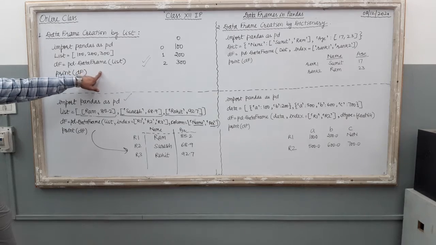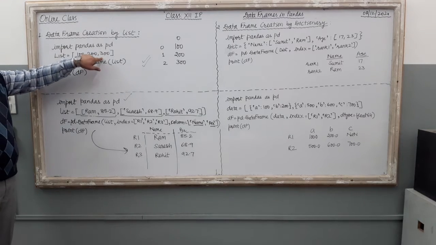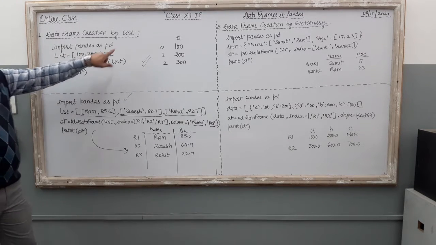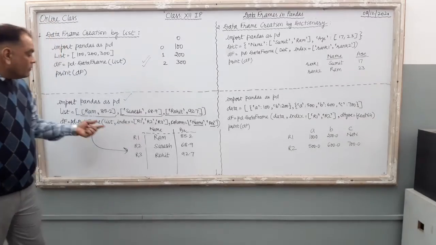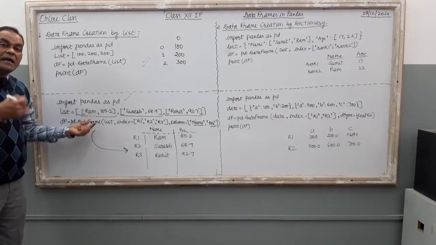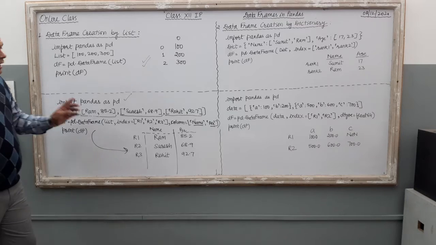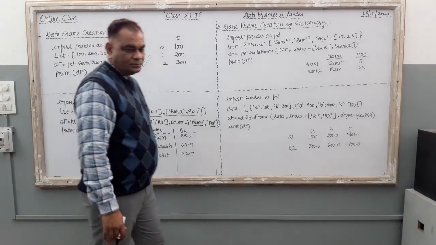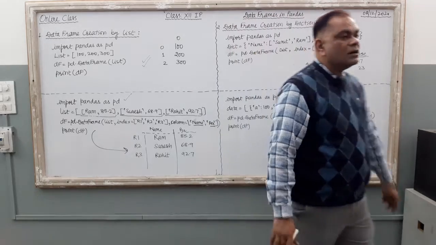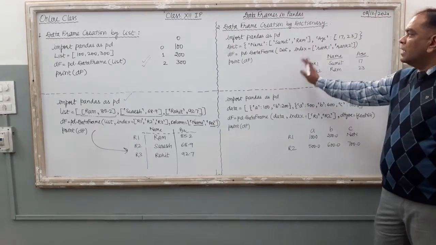Two different data frames are related with the list. For a single list, one column will be created. For a nested list, multiple columns will be created in the data frame. Clear? Now, this part is over. We will shift towards the second portion of the board.